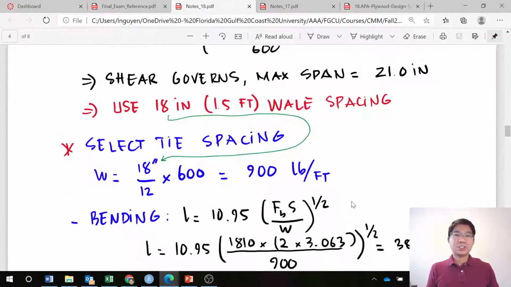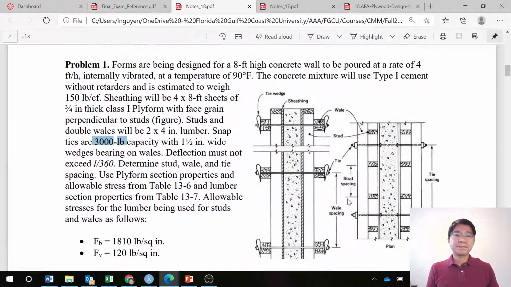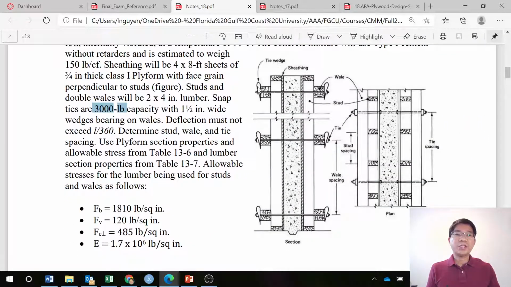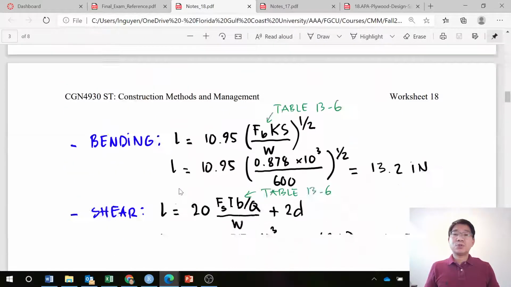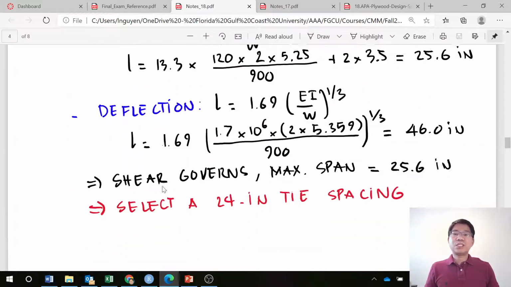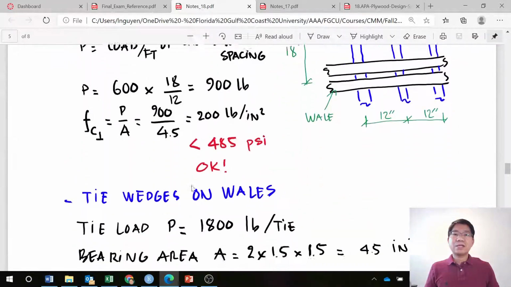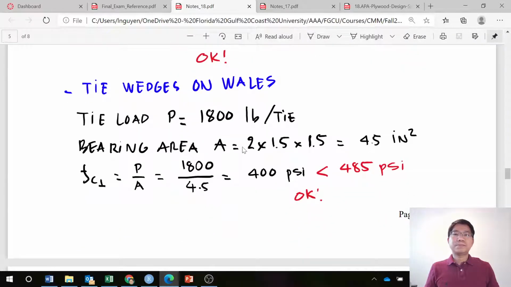So what is the tie wedge? From the finger there, you see the wedge and the walls have a contact, and the walls that they give you with 1.5 inch wide wedges bearing on wall. So it's exactly the same: the width of the wedge is the same as the width of the cross section of the walls, so similarly we can determine the bearing area, and that is here 2 times 1.5, 1.5, 4.5 square inch.